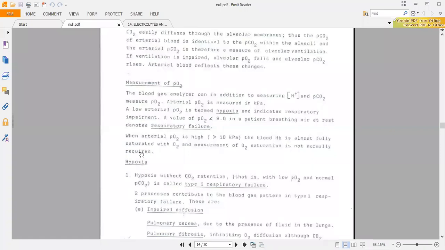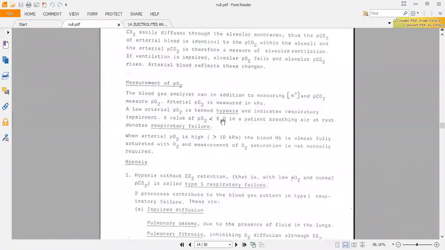If you have low levels of arterial partial pressure of oxygen, we call it hypoxia. And you have to remember these values. When the partial pressure of oxygen is less than 8 kilopascal, we say that the person is in respiratory failure.